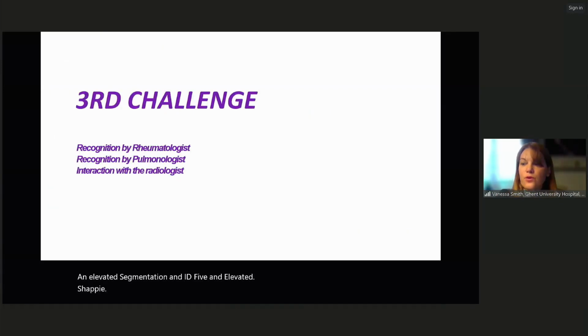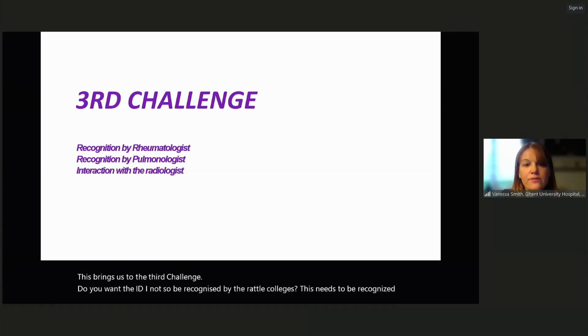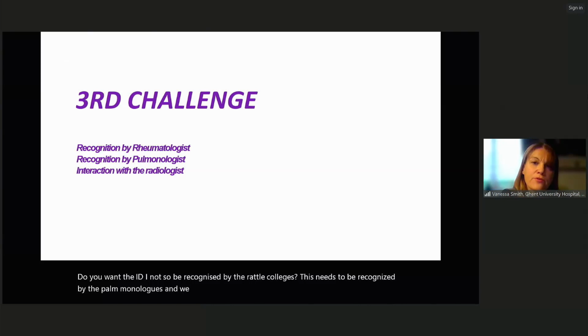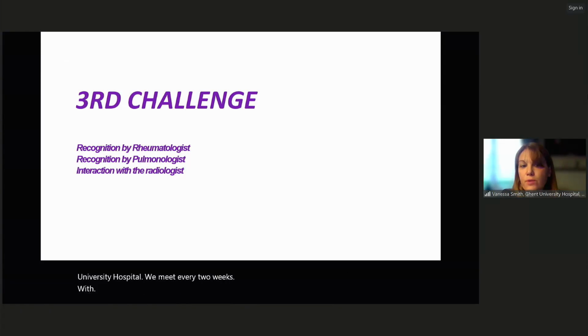This brings us to the third challenge in connective tissue disease related ILD. It needs to be recognized by the rheumatologist, it needs to be recognized by the pulmonologist, and we do need continuous interaction with the radiologist. In my university hospital, we meet every 2 weeks with the radiologist, pulmonologist, and rheumatologist in the ILD multidisciplinary team. And in the systemic sclerosis multidisciplinary team, we meet on a weekly basis. In fact, virtually, as we do today.